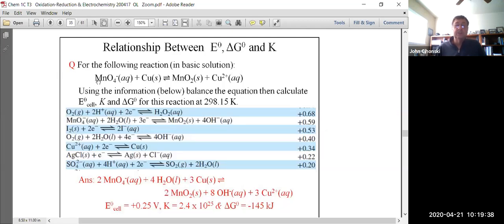Now, in this reaction, we notice that we have permanganate going to manganese oxide, and then we have copper metal going to copper 2+. Okay, well, obviously the copper going to copper 2+, that's the anode, right? We're taking electrons off, generating them. Those electrons are going to the permanganate, which has a high oxidation state, +7, and it's going to a +4 oxidation state, so that is being reduced. Therefore, that is the cathode.